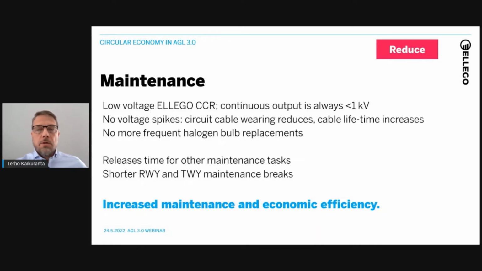And reduction also means that this will reduce maintenance team time for other tasks. So it reduces the workload on the maintenance. And then of course, can also mean that this runway and taxiway maintenance breaks can be reduced. And overall, maintenance and economic efficiency will be increasing.